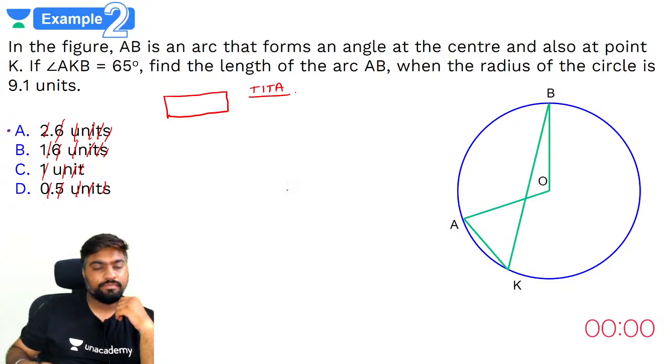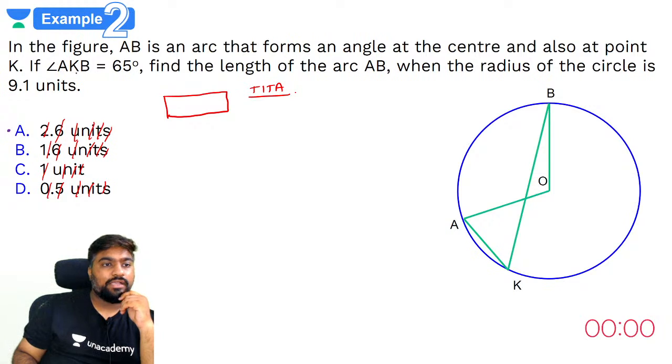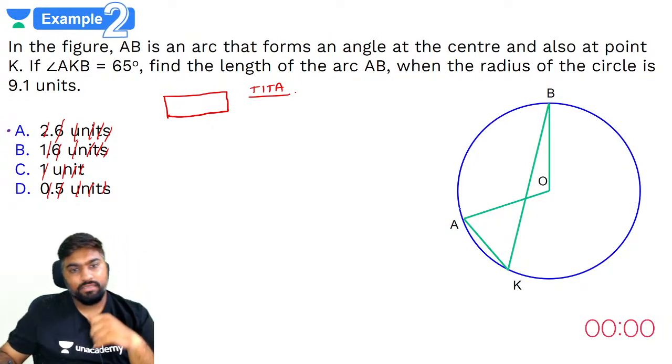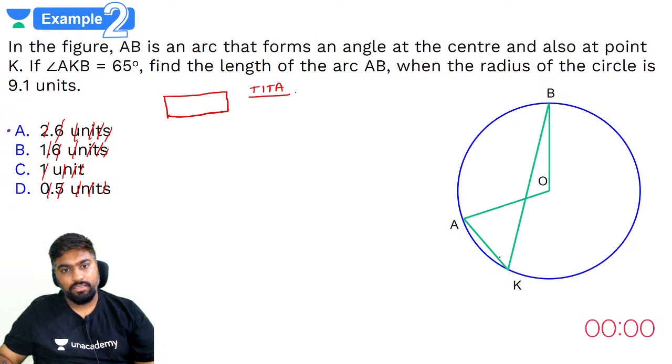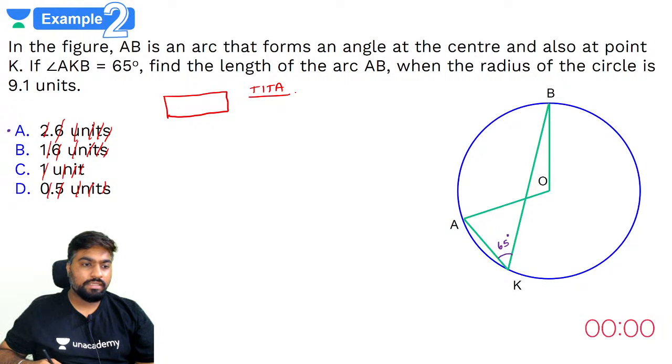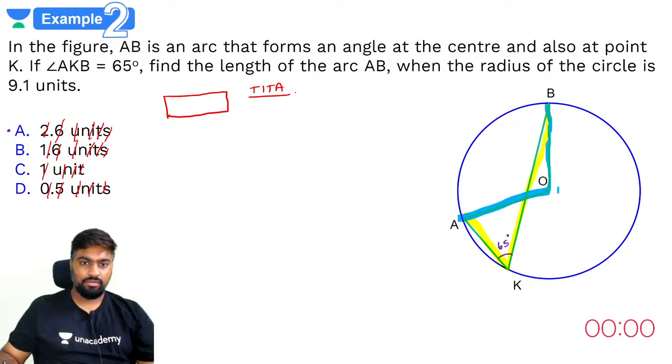Okay, so look at this. If angle AKB is 65 degrees, right? Angle AKB is 65 degrees. Both these angles, AKB as well as AOB, are originating from the same arc. Yes, both these are originating from the same arc.